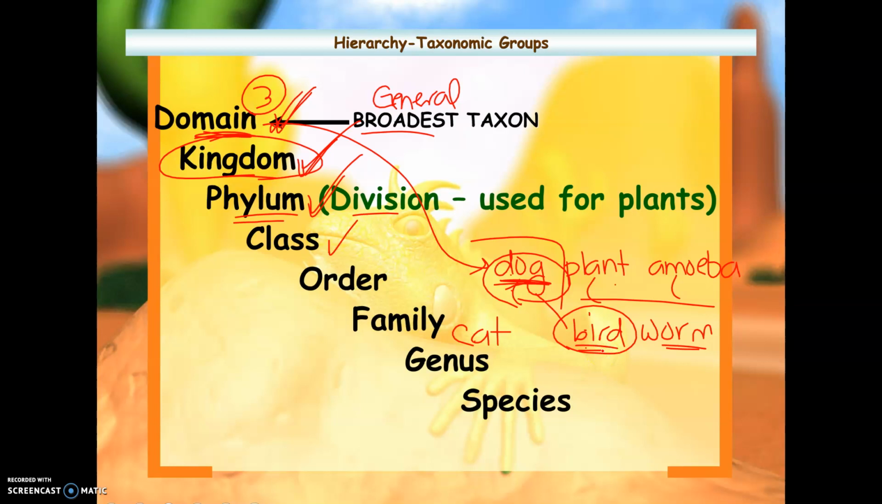So the further we go down this list, we get more and more and more specific, and the more levels 2 things have in common, working from the top down, the more closely related we would say they are. The most specific is species, and to be in the same species, they must be able to mate and make fertile offspring together. So a poodle and a chihuahua are the same species because they're both dogs, they mate and they can breed together, but a dog and a wolf are actually not the same species because they do not normally come together and breed and make fertile offspring.